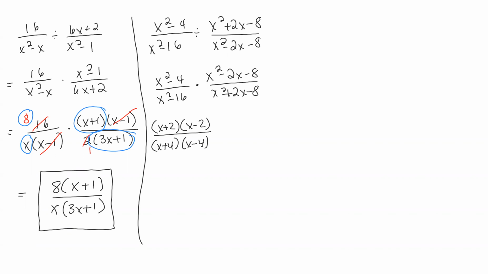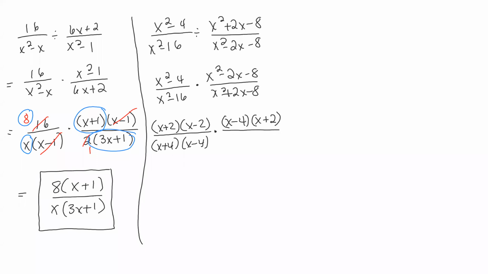x minus 4. Now, second numerator, I have a quadratic trinomial, and luckily the coefficient on the squared term is 1. So that's going to factor into two binomials. Each starts with an x. And then basically what I want to do is look for factors of -8 that add up to -2. Okay, so to get a product of -8, one factor has to be positive, one factor has to be negative, and in this case we want the larger factor to be negative. So this factors as x minus 4, x plus 2.